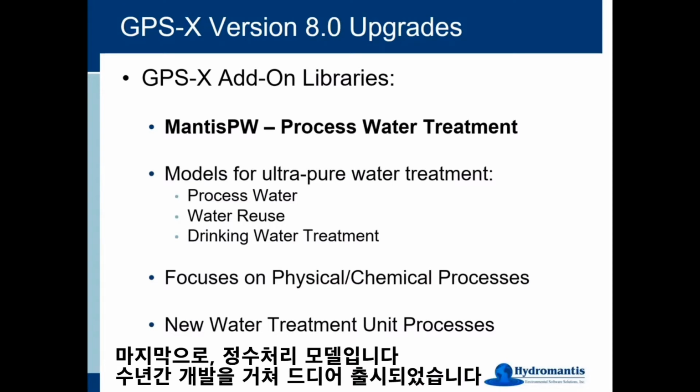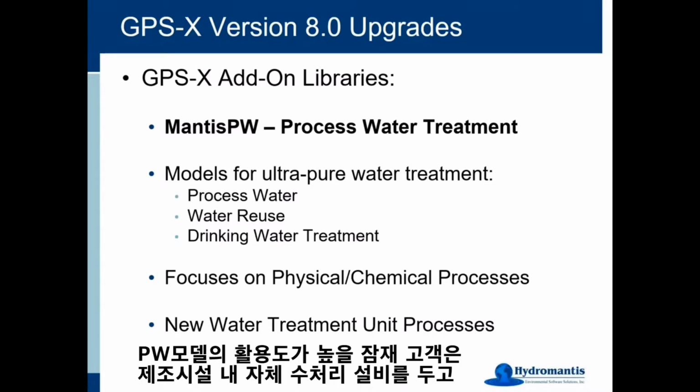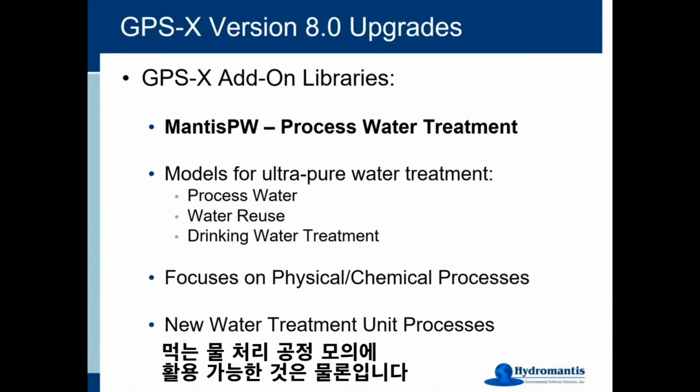And lastly, our Mantis process water treatment model is, as I mentioned, for ultra-pure water treatment. We've been developing this now for a couple of years, using it in-house for our own projects, and it's now being released for GPSX. So this is for doing primarily chemical and physical treatment, although it does still have the biological treatment aspect in there if you want to use it as well. What we're seeing it being used for right now is process water treatment, so for manufacturing facilities that want to model the treatment of the water that they're using in their processing facility. For water reuse, so treating effluent wastewater to a higher level so it can be used for other purposes, and for drinking water treatment as well.